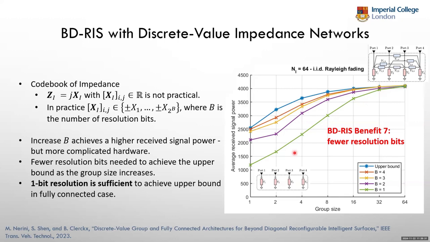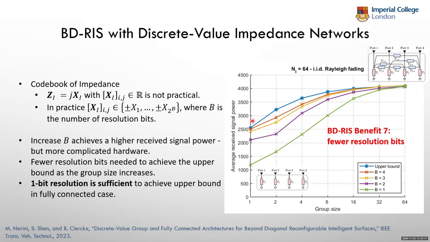But you have other benefits, and this is an example. So far, I told you that all that has been done is continuous space optimization of those scattering matrices. Now, in practice, you would have discrete-value impedance networks. And so the question is, how sensitive is a BD-RIS to the number of bits that you have for controlling each impedance? Interestingly, you have here the receive power versus the group size. Here you have a diagonal RIS. Here you have a fully connected RIS.